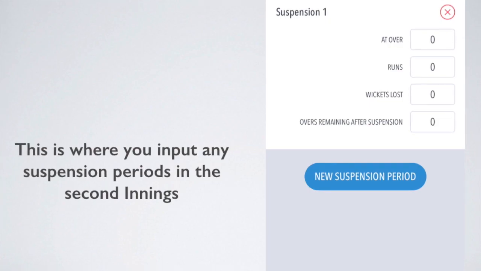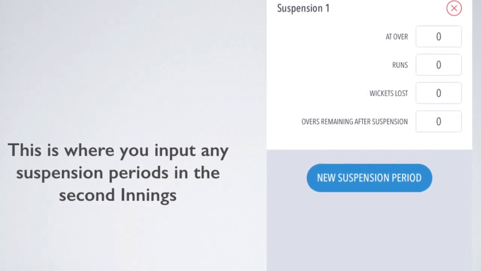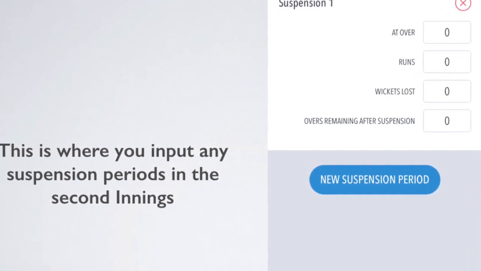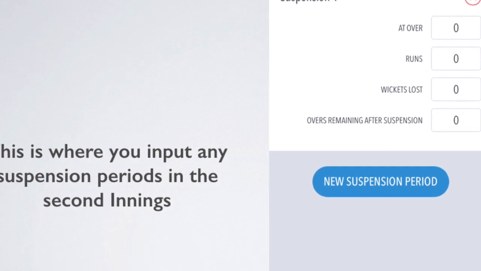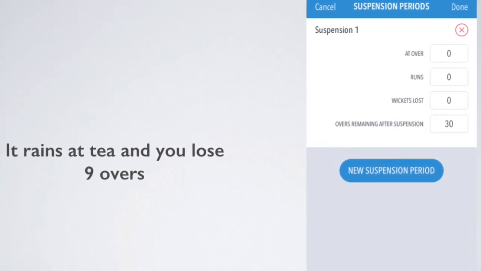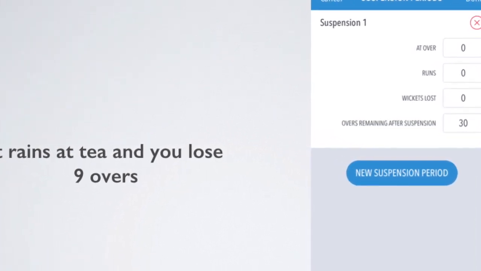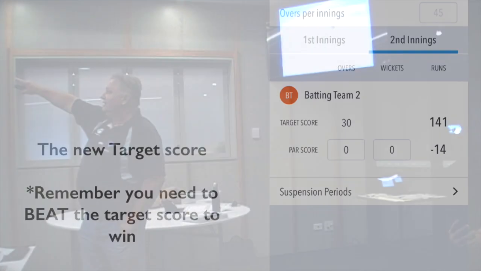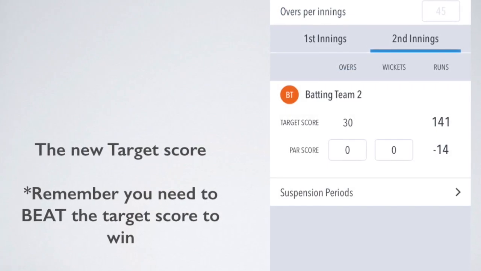Then you go to new suspension period for the second innings, and let's say it's raining at tea. So at over 0, runs 0, wickets 0, and 0 overs remaining after suspension. When we go back out on the field, we've got 30 overs left. So a 39 over game has now been reduced to a 30 over game. So then from there, 30 overs, it tells you what the score is. The score is 141 is what they're chasing.